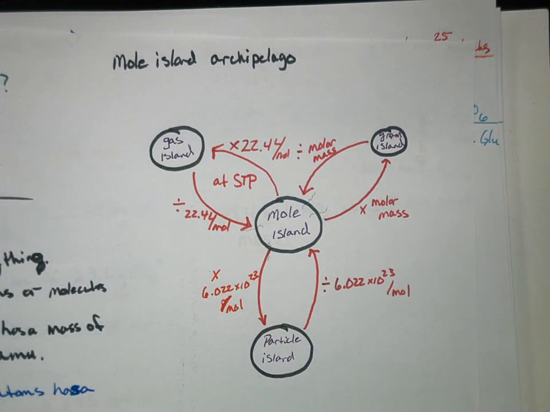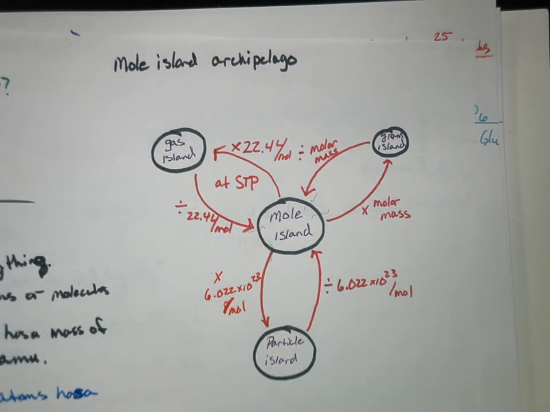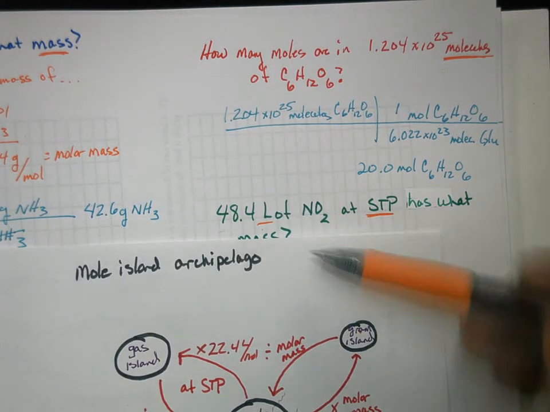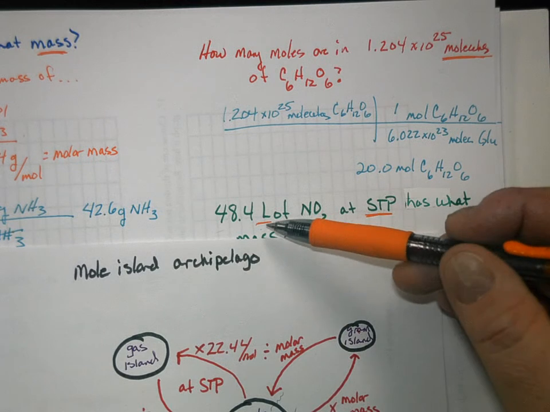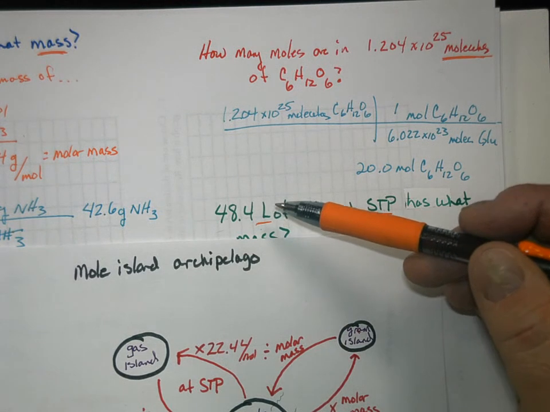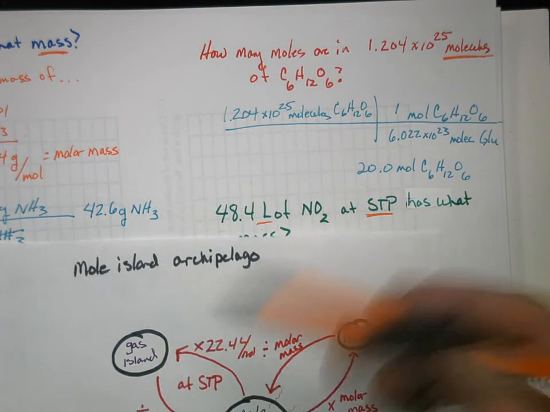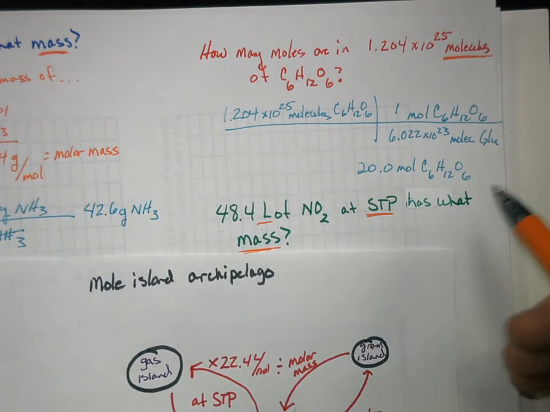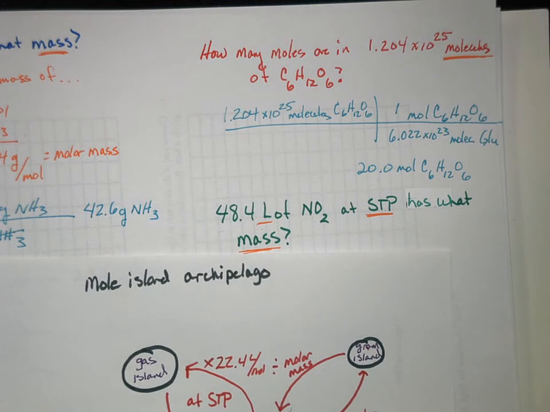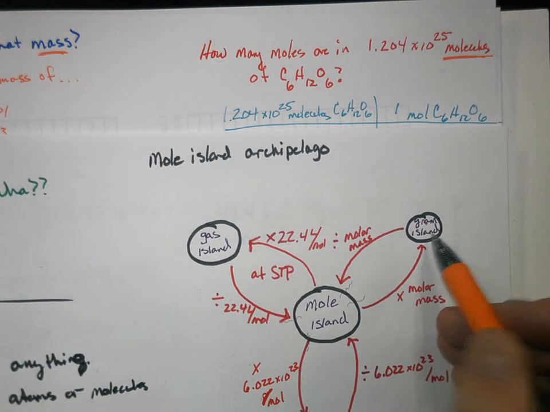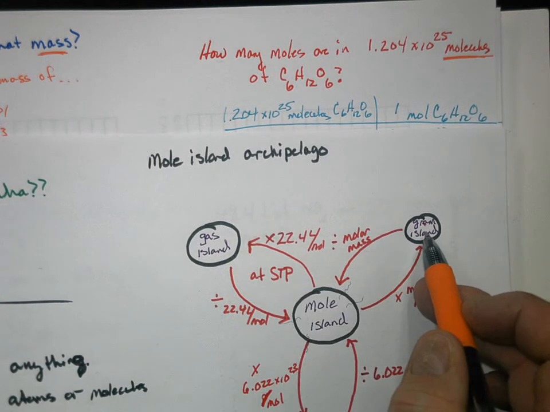Well, because it's at STP. We start here on Gas Island because this value is given to us. We have this number of liters. We know this number, and whatever our given is the island we start on. Then we are going to what island? Grams Island. We will end on Grams Island because we're looking for mass. We have liters. We need to find mass. What path should we take?